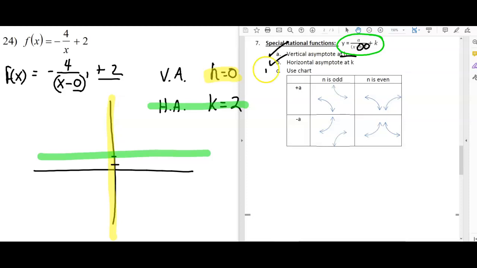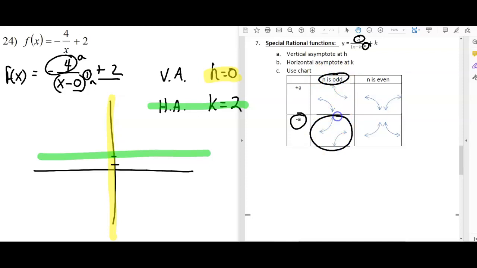Next, we need to determine the shape. So we look at two things. We look at a and n. We look at the a value on the top and the n value here. So in this case, my a is -4 and my n is 1. My a is negative and my n is odd. And therefore my shape will look like this.